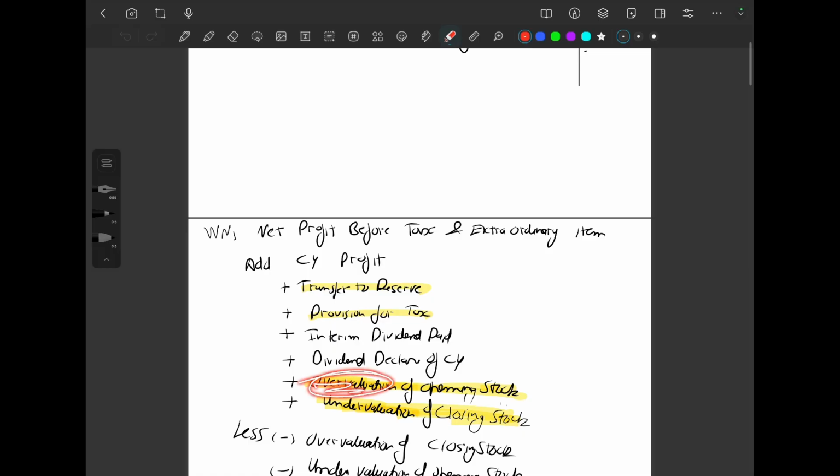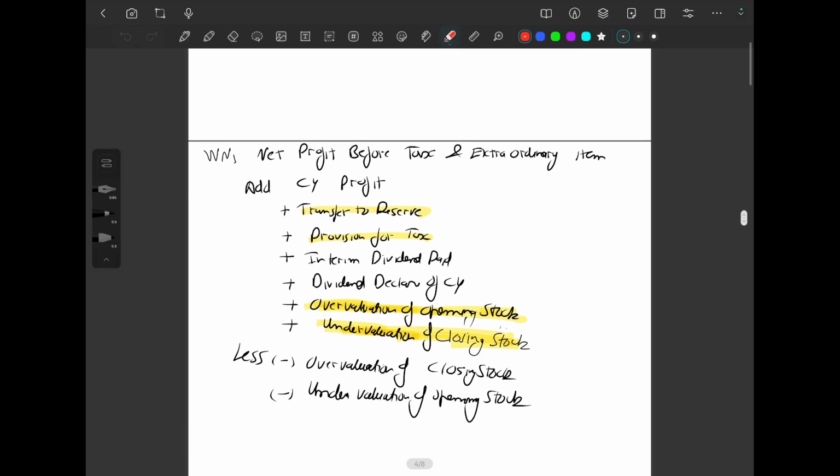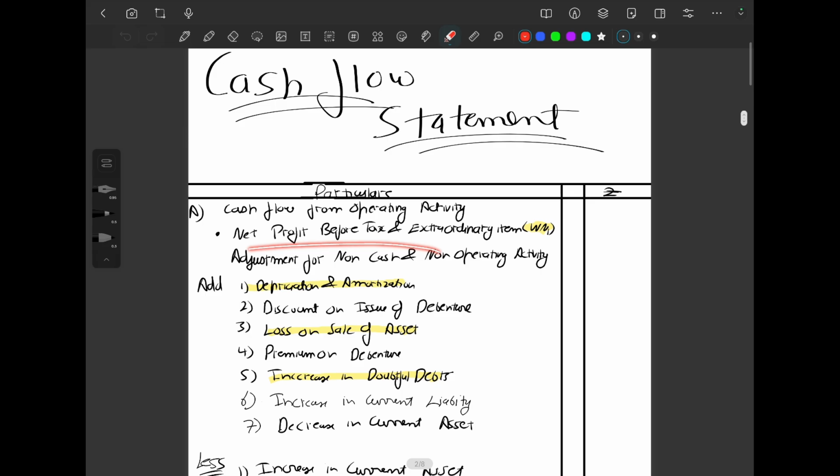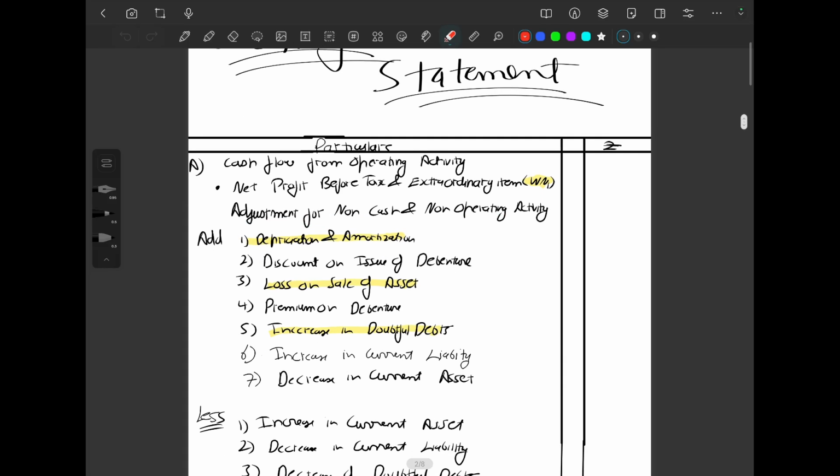And that is extra item, that is overvaluation of opening stock, that might not be covered in class 12, but I have covered for you guys. And undervaluation of closing stock, less overvaluation of closing stock. After all this calculation, we get our net profit before tax and extraordinary item, and then we do some adjustment for non-cash and non-operating activity, in which first we add depreciation and amortization.